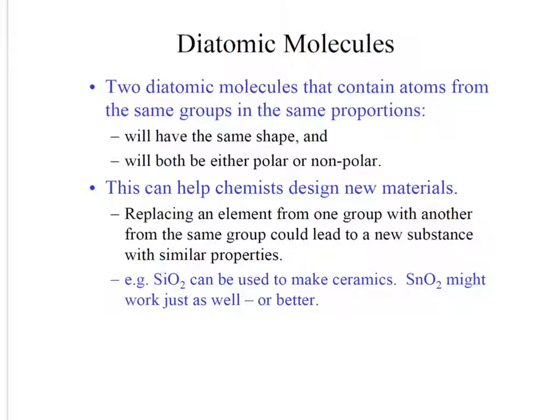So diatomic molecules, those are your H2, N2, O2, F2, Cl2, I2, Br2. They'll have the same shape. They'll either be polar or nonpolar. And this can help chemists design new materials from placing an element from one group with another.